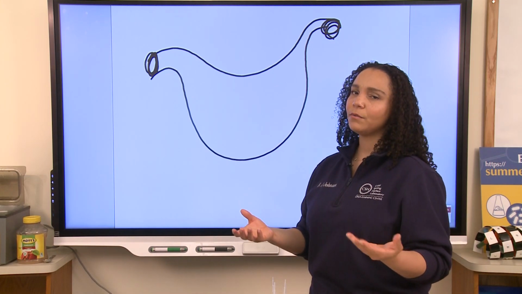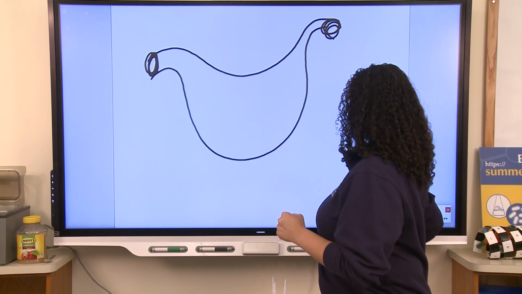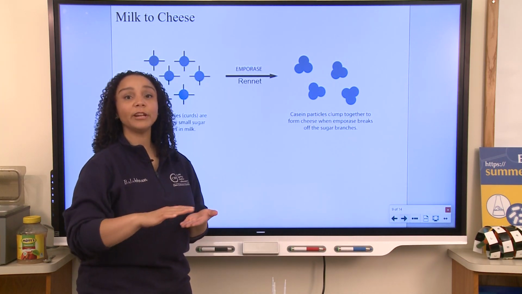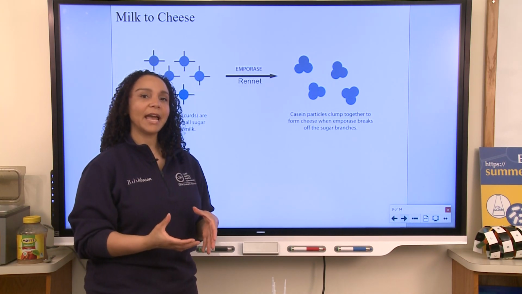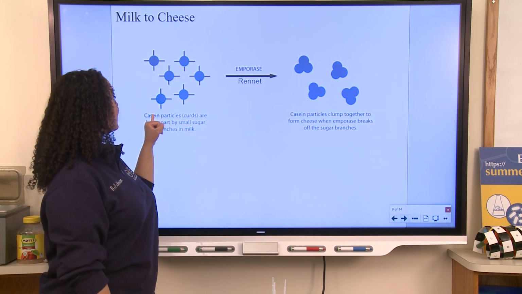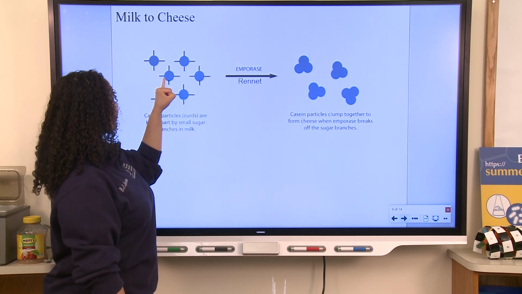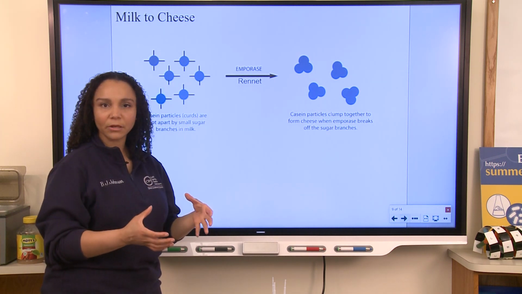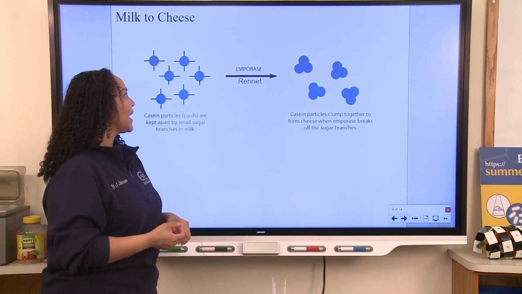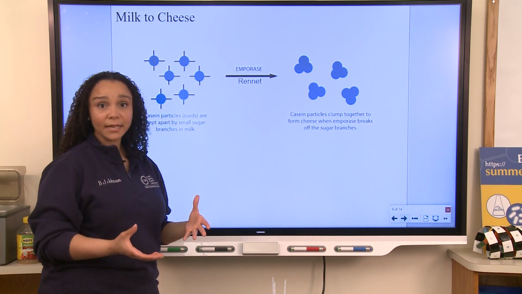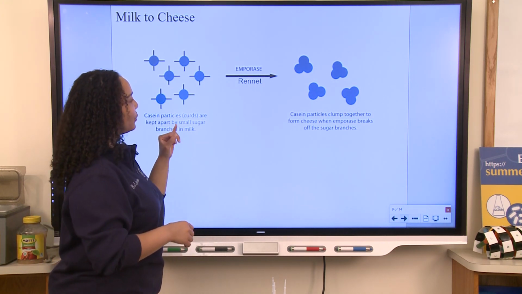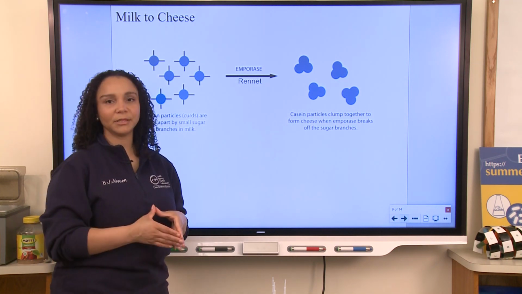Now, how? Well, we know that milk has a creamy texture. The reason milk has this creamy texture is that the casein is separated by particles within the milk. However, an enzyme known as rennet, which is found in the stomach, actually breaks down those particles and the milk clumps together.